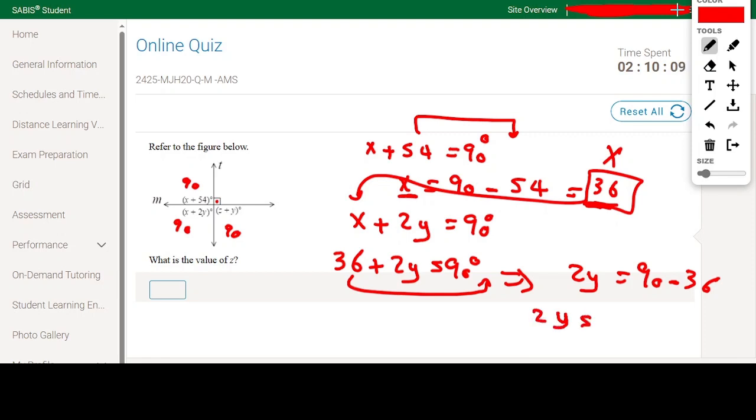So 2y will be equal to 54. So divide by 2, divide by 2. So y will be equal to 27.